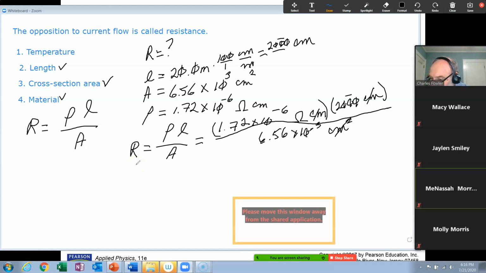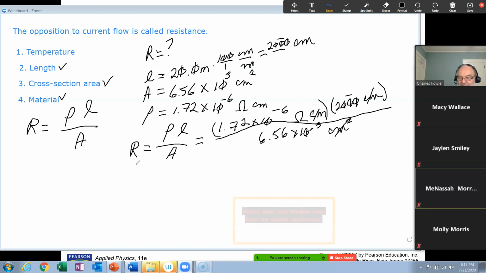Now is time for the handy dandy calculators. Okay, so let me get mine up here. Since we're using scientific notation, I'm going to turn it sideways so I can get the scientific notation. That's a 1.72, EE or EXP, whichever your calculator has, and then to the minus 6. On this calculator, I have to type the 6 first and then the plus minus to change sign.